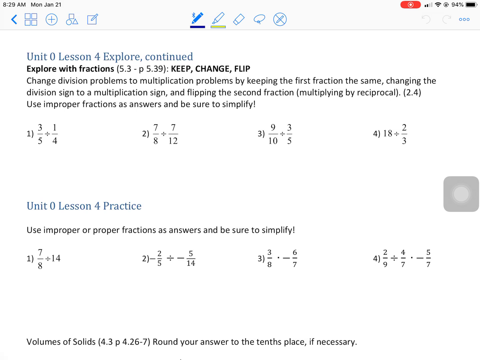All right, so let's try some division here with some fractions. So with the fractions, you need to do the keep, change, flip. So that means keep the first one. Keep the first fraction. Change the division to a multiplication and flip or use the reciprocal of the second one, and then you're multiplying.